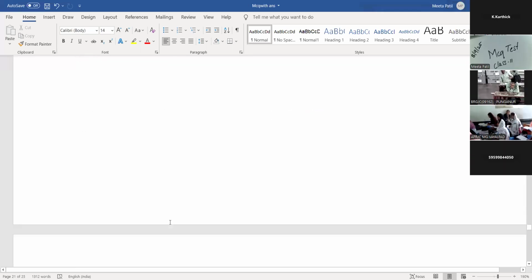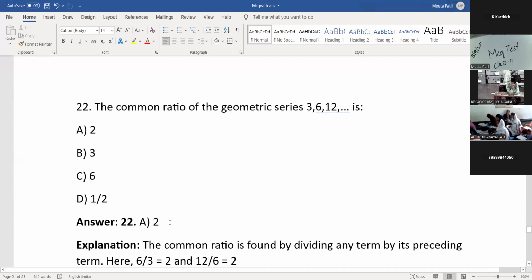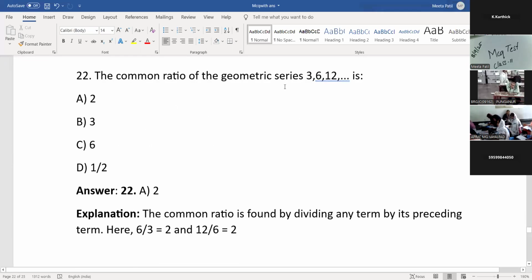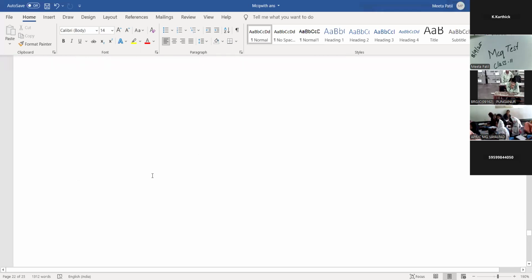Okay. So further, the 22nd question. The ratio of the geometric series 3, 6, 12 is. You have to find the ratio. How are you going to find it? 6 divided by 3, that is 2, and 12 divided by 6, that is 2. So what is the ratio of this geometric series? That is 2. Option A is the correct answer.